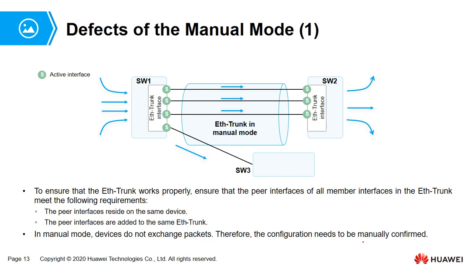Defects of manual mode. To ensure the Eth-trunk works properly, ensure that the peer interfaces of all member interfaces in the Eth-trunk meet the following requirements. The peer interfaces reside on the same device. The peer interfaces are added to the same Eth-trunk. In manual mode, devices don't exchange packets. Therefore, the configuration needs to be manually confirmed.